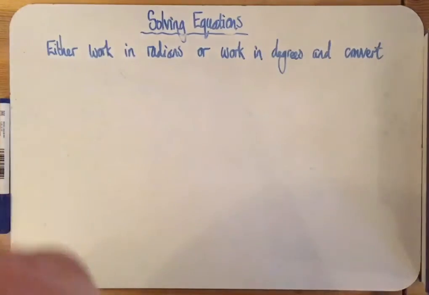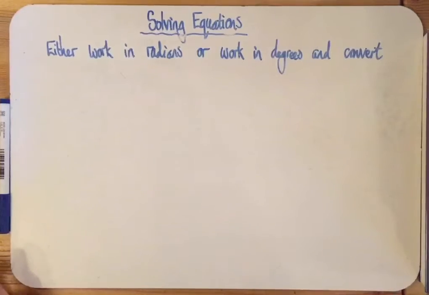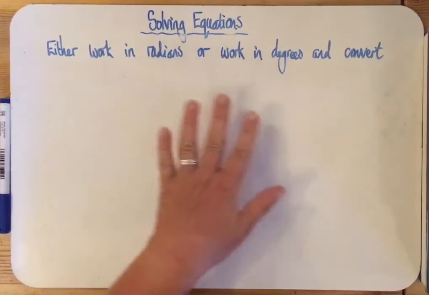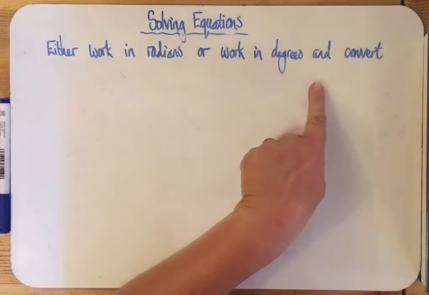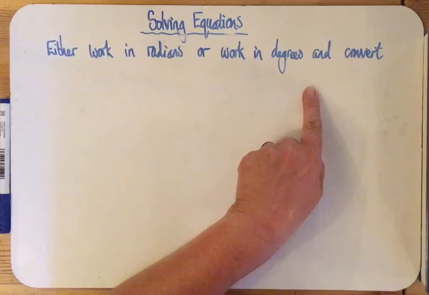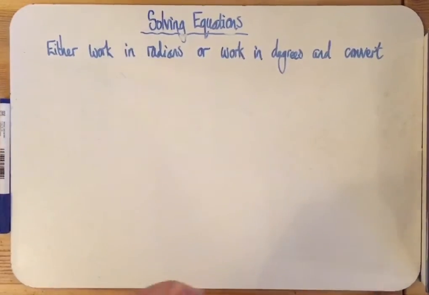Okay, solving equations. So two options, and it really doesn't matter which you go for. You either work in radians or you work in degrees and convert. You may want to start by working in degrees and converting your answers to radians, and then work towards working in radians. That's fine as well. So whatever you feel comfortable with.